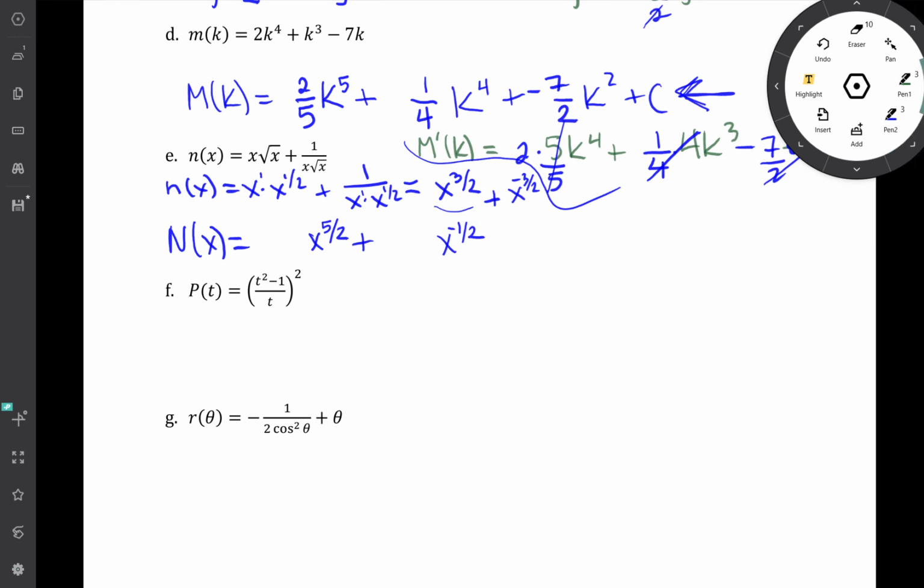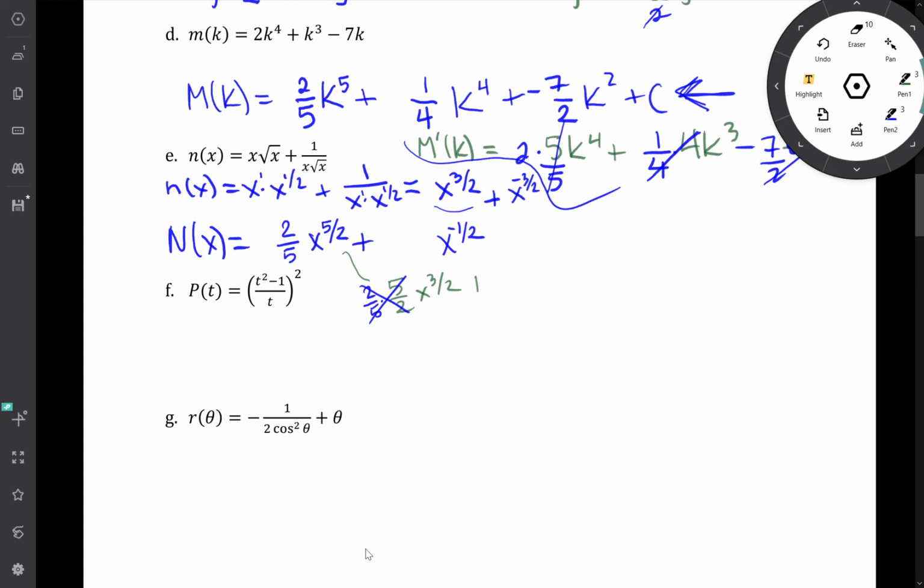So when I start my check, the derivative of x to the 5/2 would be 5/2 x to the 3/2. Love the power. I don't really like the 5/2 out in front, so I'm going to correct that by multiplying by 2/5, so that when that carries down, I get just x to the 3/2.